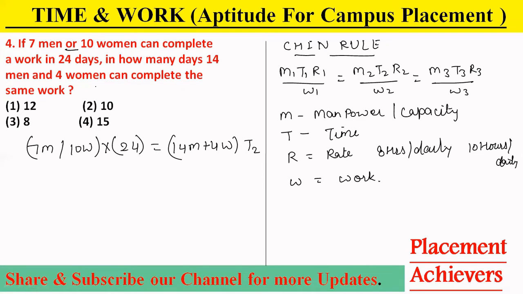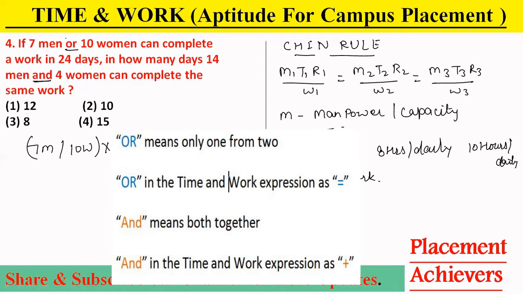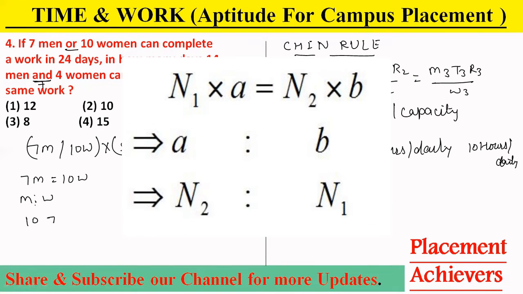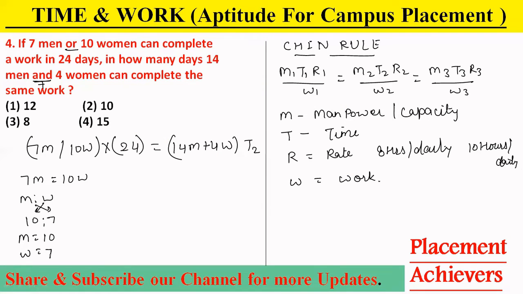You have to be careful about this OR and this AND. Here OR represents either 7 or 10, one from these two. And stands for 14 men and 4 women together. So we can put here 7 men equal to 10 women, because this is saying 7 men or 10 women. It means 7 men is equivalent to 10 women. So the capacity of men and women is in the ratio 10 to 7. You just have to cross it. So here we put the value of man as 10 and the value of woman as 7. Now solve this question.